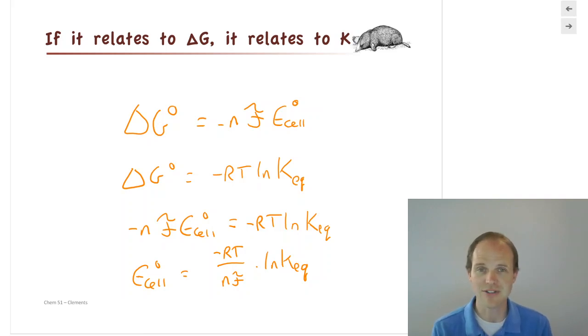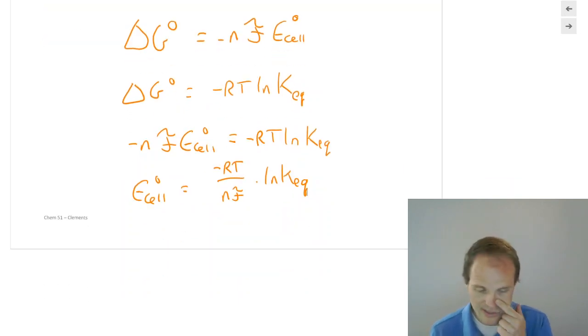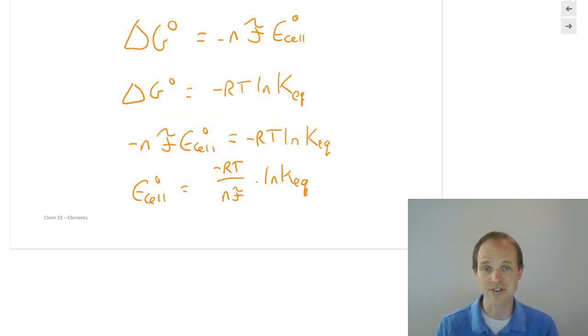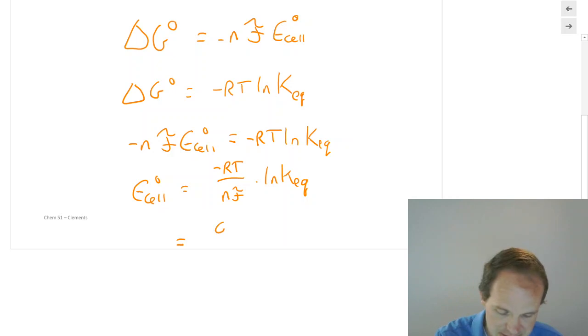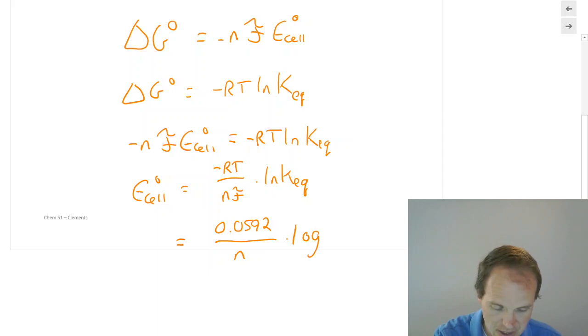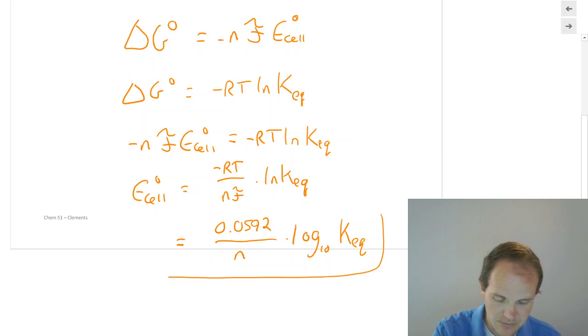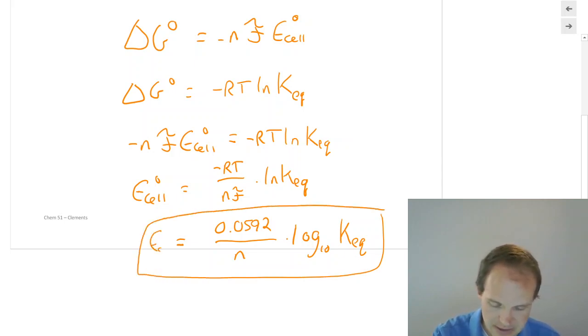Of course, now we have calculators to do it for us, and so it's not a problem to use this form of the equation. But for historical reasons, people said, hey, look, if we're talking R, if we're talking T is room temperature, if we're talking Faraday's constant, we can just calculate all those things ahead of time. We can also change the natural log to a regular log. You can look up how you do that. We don't need to know it for this. But what you get is something that looks like this: 0.0592 over N times the log, this is the regular log base 10, of K_EQ. And that's our E cell.